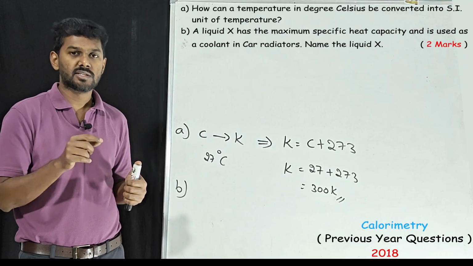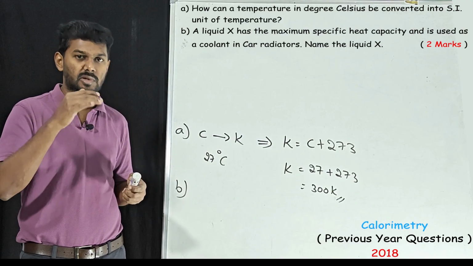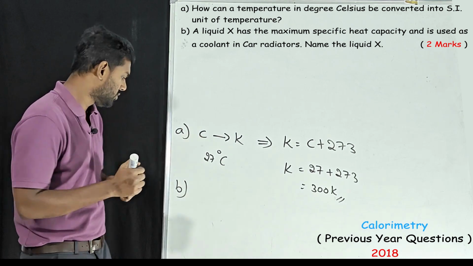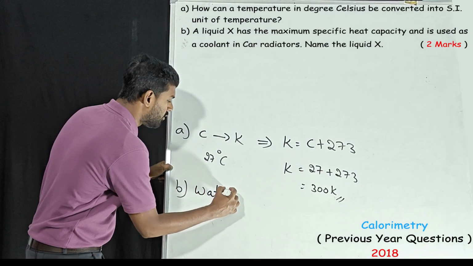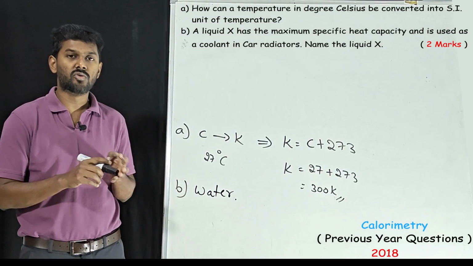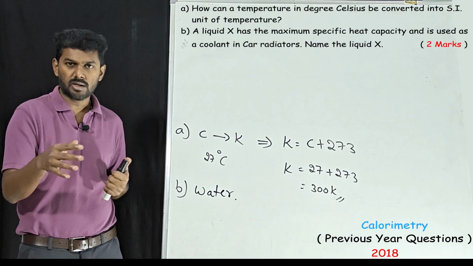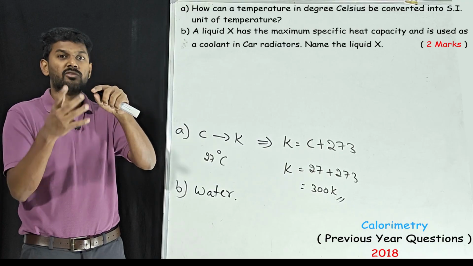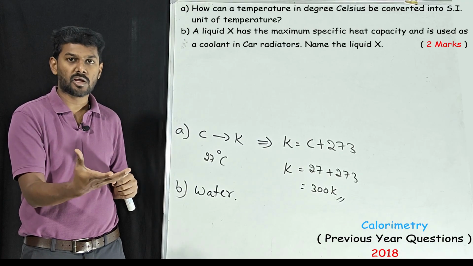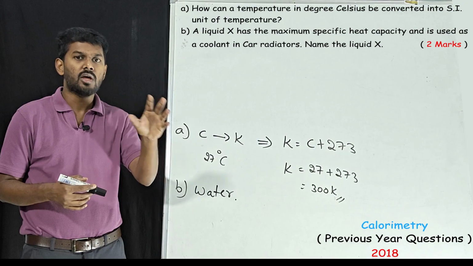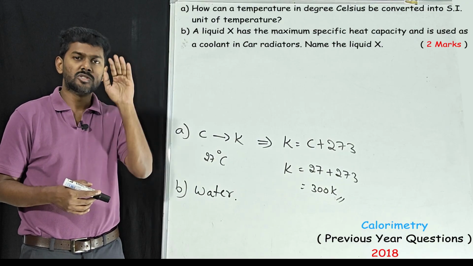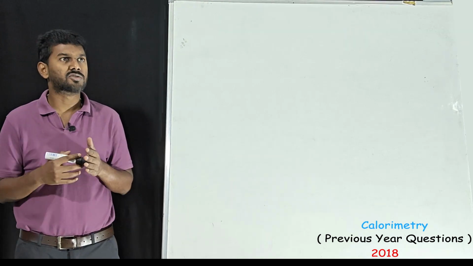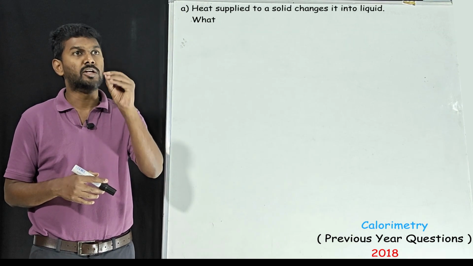What is that liquid? See, whenever they talk about a coolant, some liquid to cool anything, that is nothing but water only. So the answer is water. What is that liquid X? That is water. To reduce the temperature of a part, there will be a tube. In that tube, if you run normal water, this water will absorb heat energy. If the object temperature is more, if you run cool water or normal water, it absorbs heat energy, so the temperature will be reduced. So what is that liquid? Water. That's it.